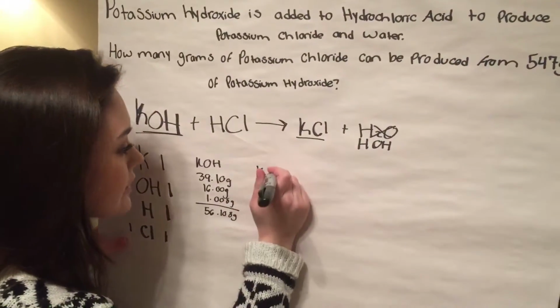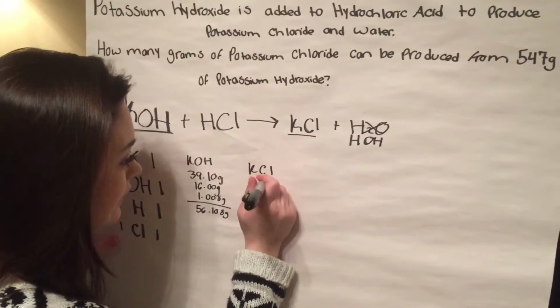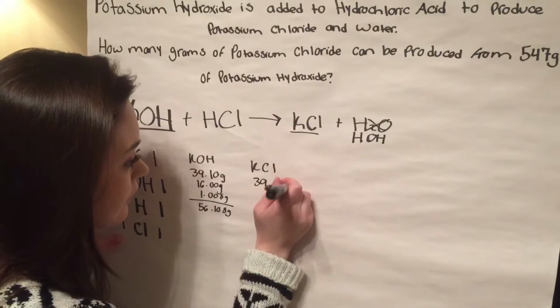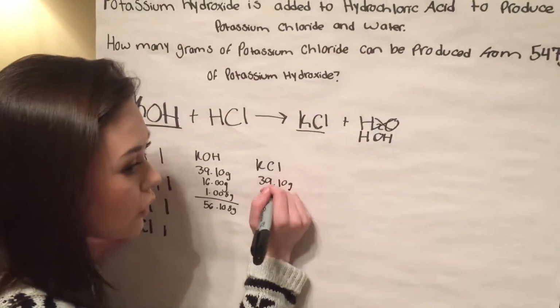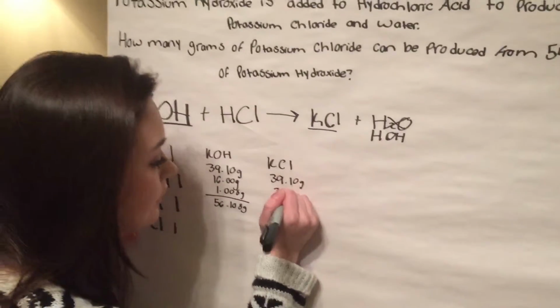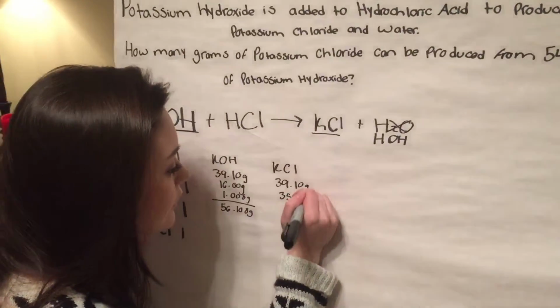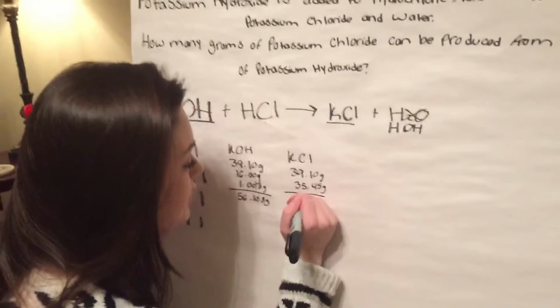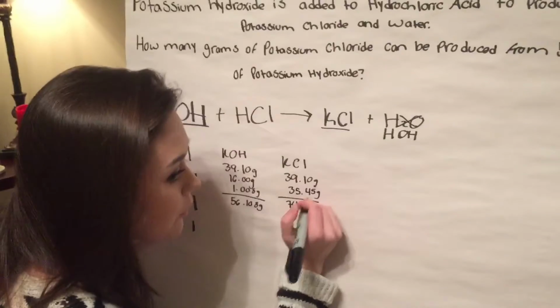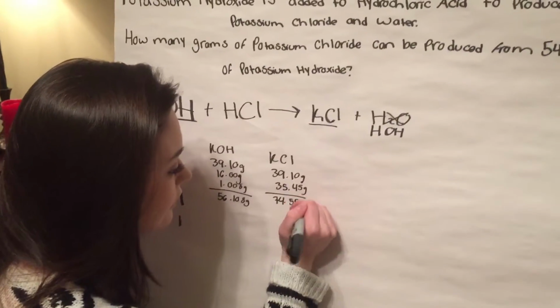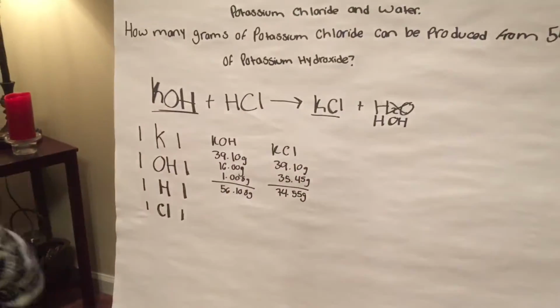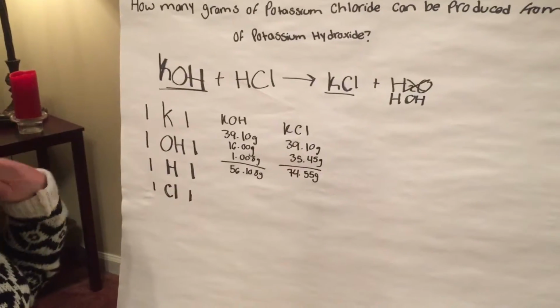So now we're going to go and do potassium chloride. Potassium, again, is 39.10, and chlorine is 35.45 grams. If you add that up, you should get 74.55 grams. Okay, so we have to start with the given of our problem.